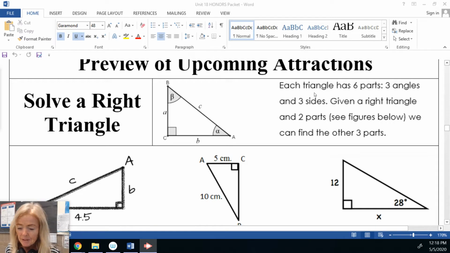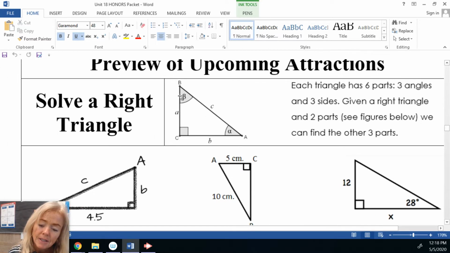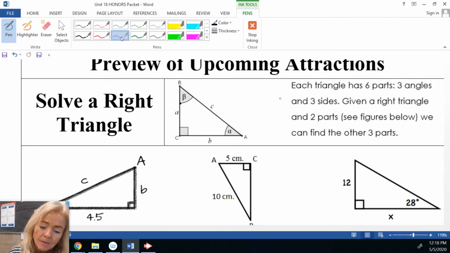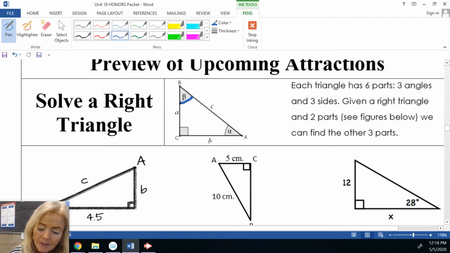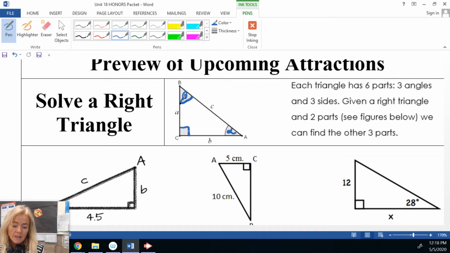Each triangle, as you see, has three parts. You have three angles and three sides. We have an angle here that we can call beta. These are all Greek letters, lowercase letters. This is an alpha, and then this is a 90-degree angle. So what we're looking at are similar triangles that have 90-degree angles. Again, remember, each triangle has three angles and three sides.